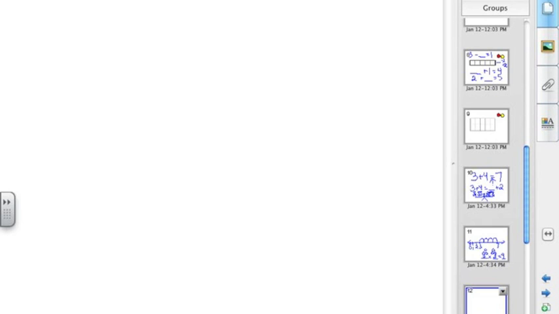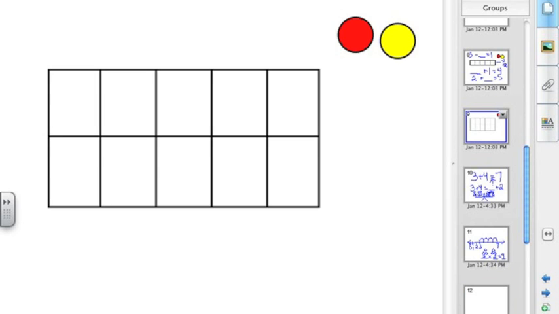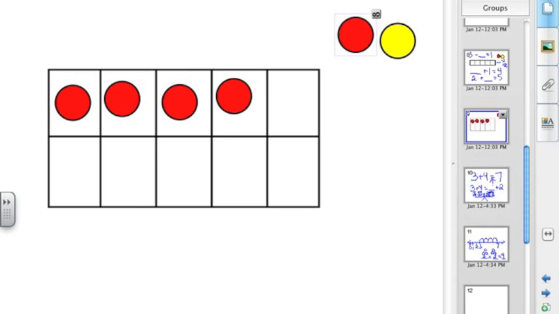But we want them to do that because they've built them so much that they now have all kinds of visuals, right? So if you look at our 10 frames and stuff that we've been doing, I've built 8 so much that I now see that 5 plus 3 is 8 because I've seen it so many times, right?